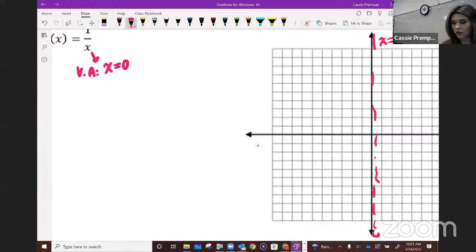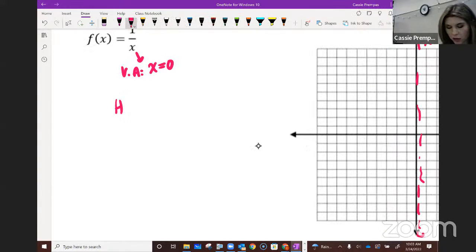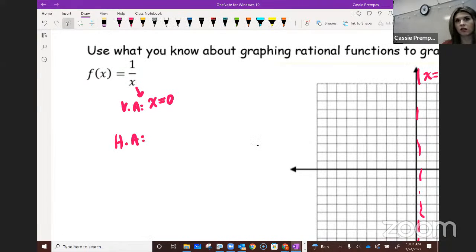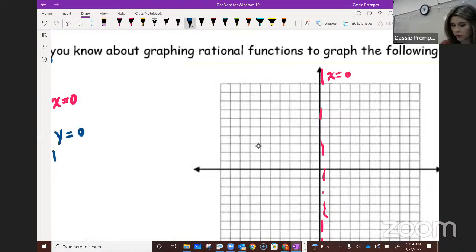So the next thing I'd be looking for is what is the horizontal asymptote? Remember, for the horizontal asymptote, you look at the degree of the numerator and the degree of the denominator. What's the degree of the numerator? Awesome, x to the 0, so 0. What's the degree of the denominator? 1. So since 0 is less than 1, what type of horizontal asymptote will it have? Good, y equals 0. So I would plot that horizontal line at y equals 0.